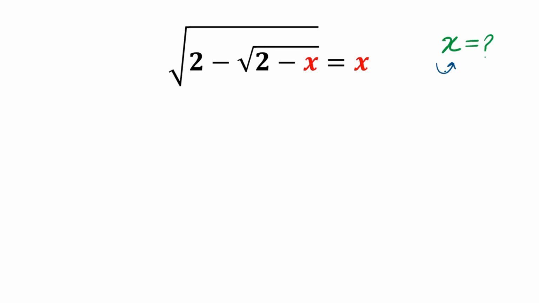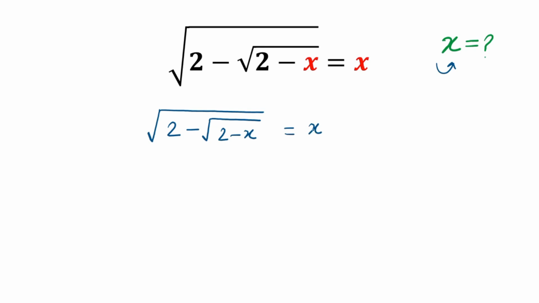Now let's start the solution of this question. Look carefully at the left hand side: square root of 2 minus square root of 2 minus x, and this equals x.